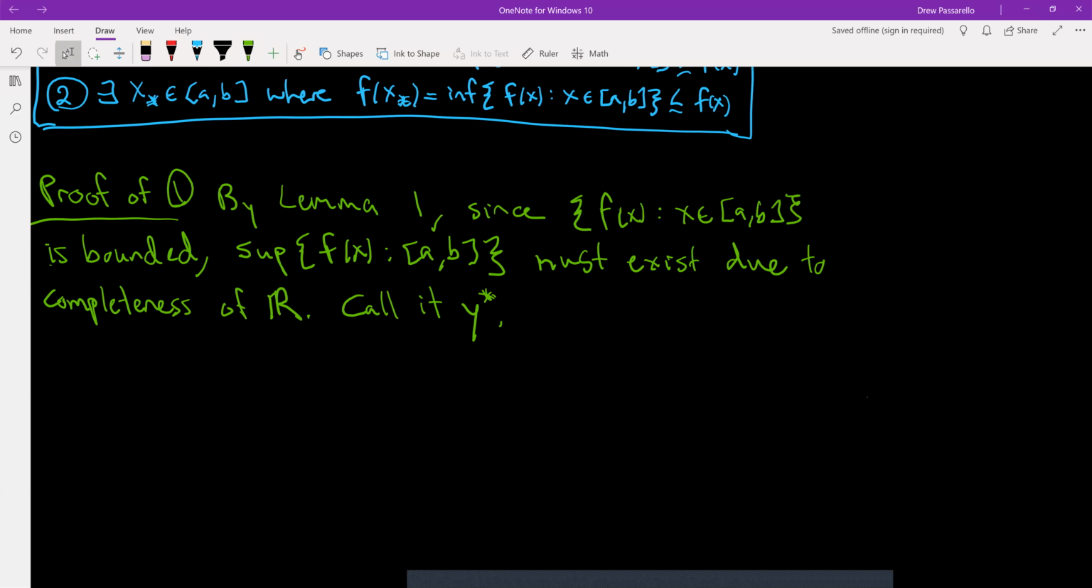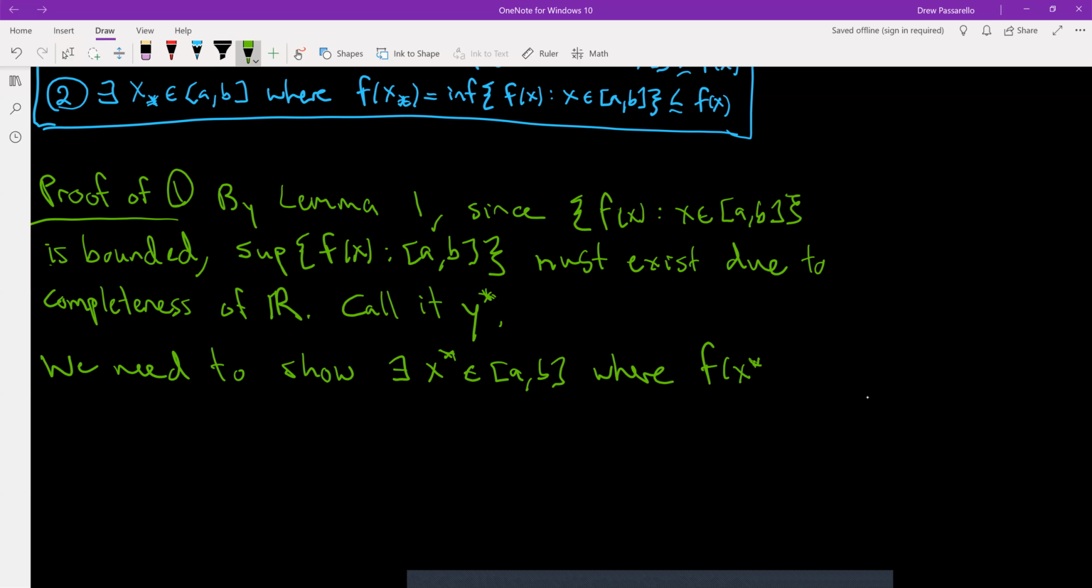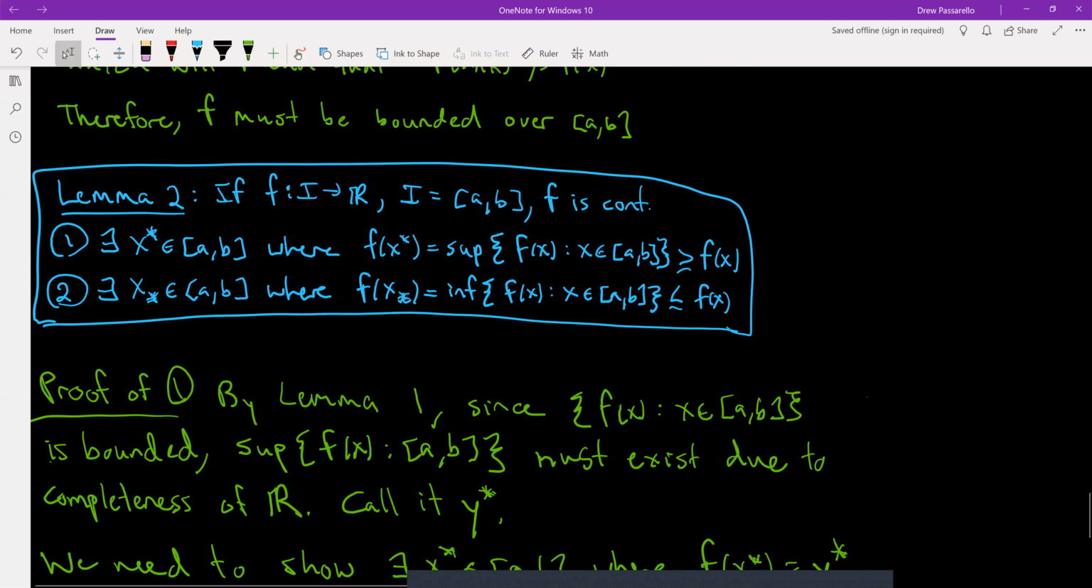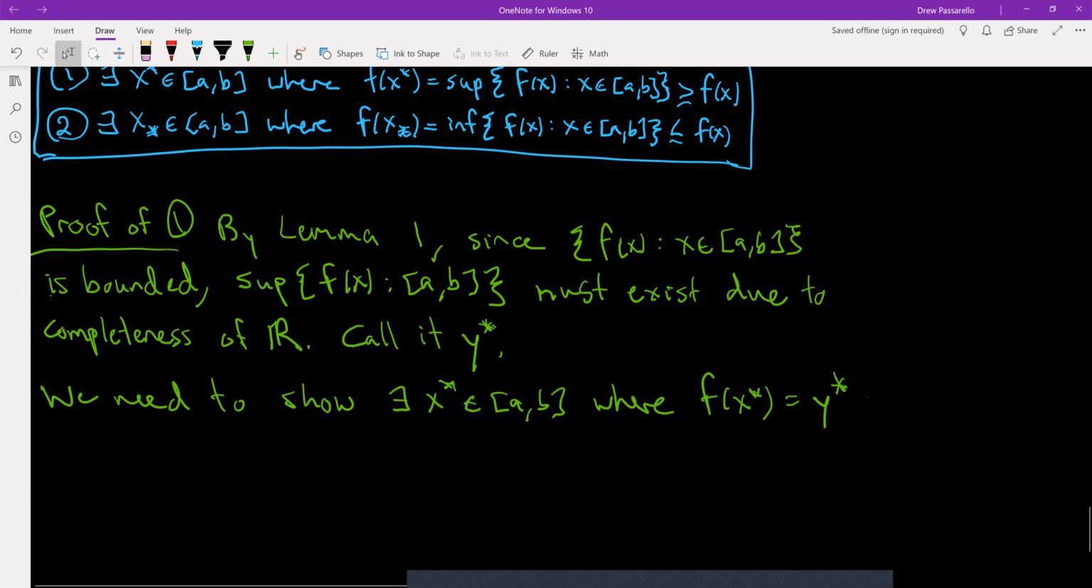What we need to do is show there exists an x* in [a, b] where, when you evaluate f(x*), that's equal to y*. That's what we need to show, right? Because that's got to be the supremum.